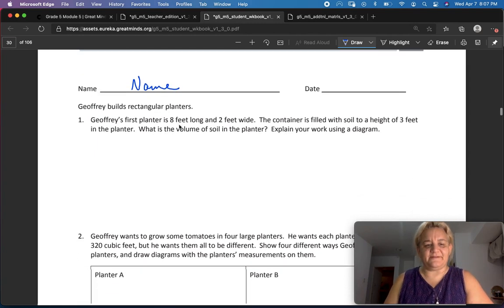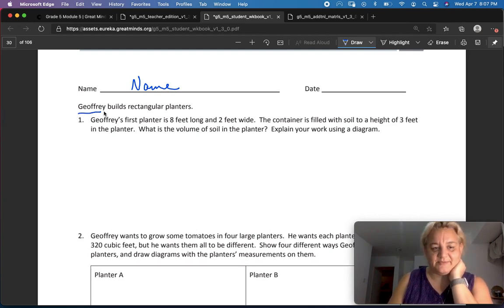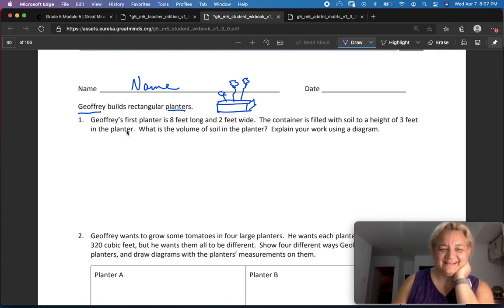All right, Jeffrey, or Joffrey, depends on how you pronounce that name, but Jeffrey is the common pronunciation, builds rectangular planters. What are planters? They're boxes that people put plants in, okay? So there is a picture of a planter. And maybe I'll put a little plant in it.